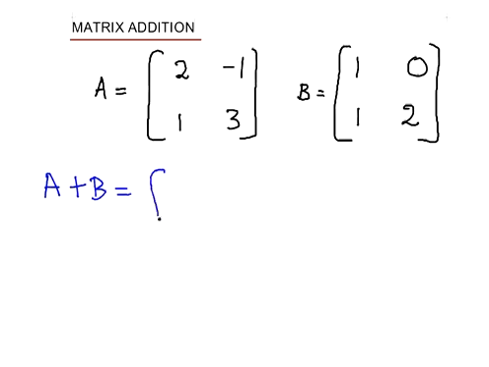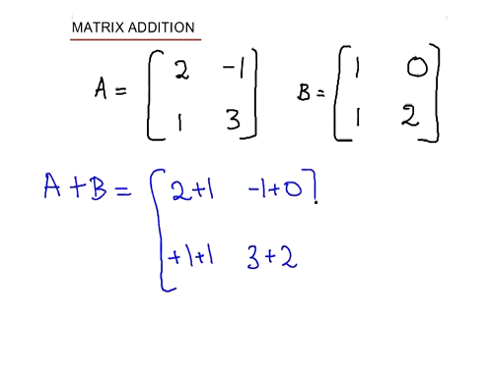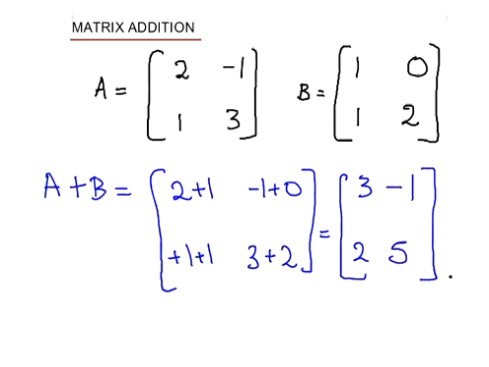So to calculate A plus B, what we do is compute each element-wise addition. So we have 2 plus 1, minus 1 plus 0, plus 1 plus 1, so this one here and this one here, and 3 plus 2. And we will get 3, minus 1, 2, and 5. So that is the matrix addition of A and B.